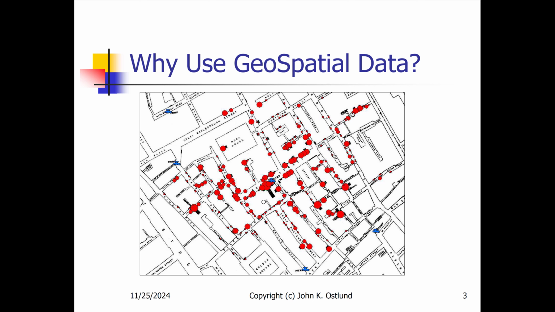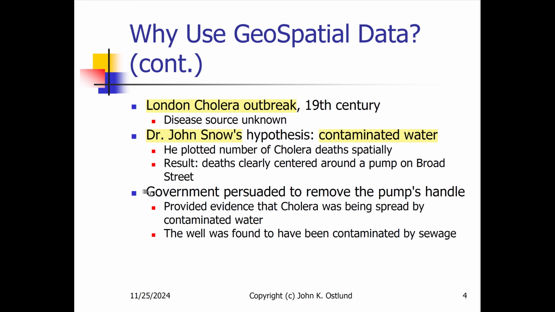And what he was able to discover in this way was that there was a certain water pump at this location, sort of right smack in the middle of the graph, around which most of the deaths seem to be centered. And the local government was persuaded to try to mitigate the cholera outbreak by the simple expedient of taking the handle off of the pump so that people couldn't use it.